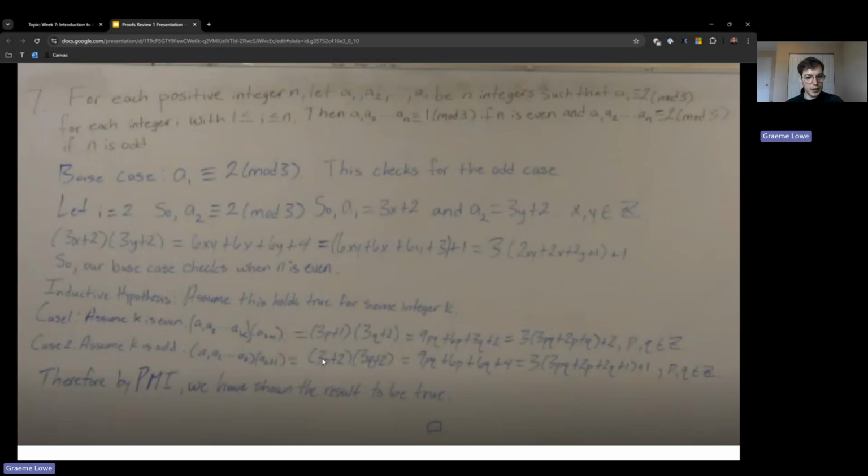So we're going to substitute in 3p plus 2 since k is odd. Then when we solve this out, we get 9pq plus 6p plus 6q plus 4. We're going to look for a 3 again, pull that out. So we get 3 multiplied by 3pq plus 2p plus 2q plus 1, and then all of that plus 1.